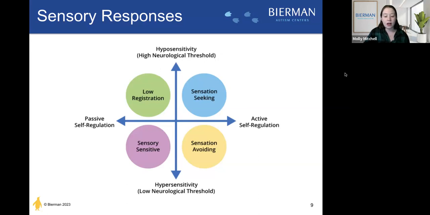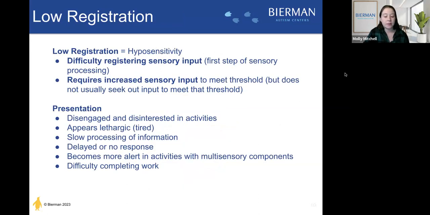And so now on the next few slides, I'm going to explain each of the types of responses in a little more detail. The first one I'll talk about is low registration. As I previously mentioned, low registration is the passive response to having a high threshold for sensory input, also known as hyposensitivity. Low registration is when a child has difficulty recognizing sensory input. For example, a child might have low auditory registration and they might not respond when you say their name. Low registration is considered the passive response because that child's not ignoring you or ignoring sensory input on purpose. They just don't register it or recognize it.